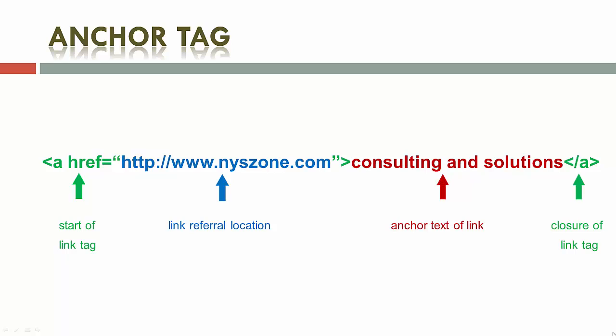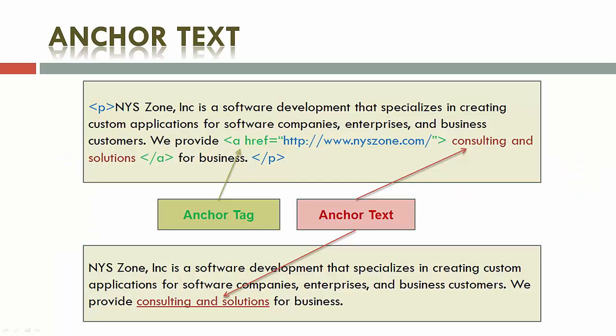The anchor text of the link is the clickable text which tells users and search engines something about the page you are linking to. On this slide, you see how the anchor text looks like in both sources, on the web page and in the source code.